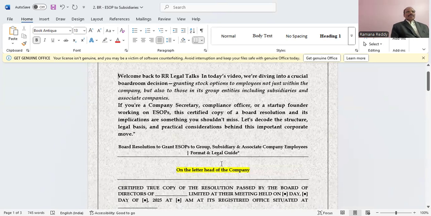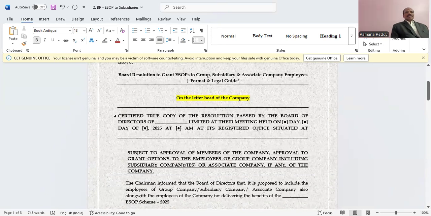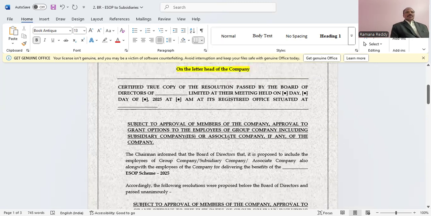So this is a board resolution to grant ESOPs to group companies, including subsidiary and associate company, the format and legal guide we are going to discuss. This should be on the letterhead of the company. Certified true copy of the resolution passed by the board of directors of so-and-so company. You can write your company name at their meeting held on so date, day, and time, and at the registered office situated at. So you can fill the registered office address here. The resolution is subject to approval of the members of the company.